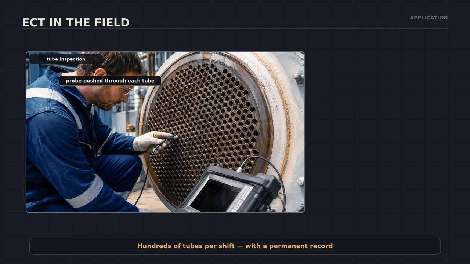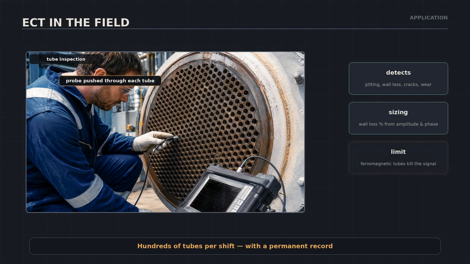In the field, the crew works through the tube sheet one tube at a time, recording a permanent trace for every tube. ECT detects pitting, wall loss, cracks, and baffle wear, and with calibration, it sizes the remaining wall. But there's a hard limit: ferromagnetic material destroys the eddy current pattern. Carbon steel tubes need a different physics.